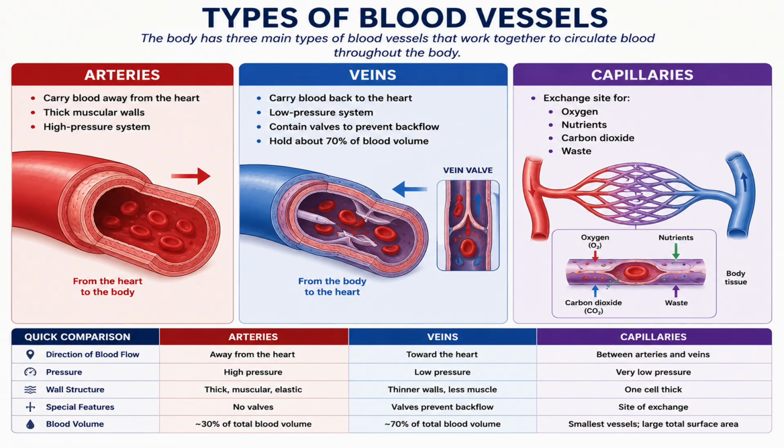At the bottom of the slide, you can see a quick comparison. Arteries: high pressure, thick walls, carry blood away from the heart. Veins: low pressure, contain valves, carry blood toward the heart. Capillaries: exchange vessels with very thin walls. One helpful trick is "arteries away": arteries carry blood away from the heart.